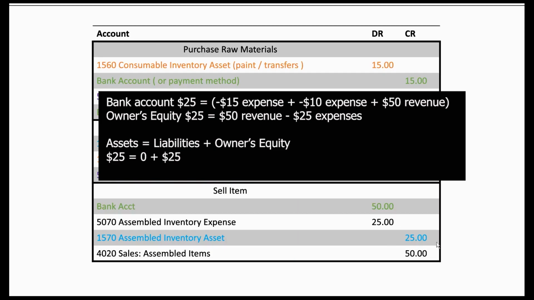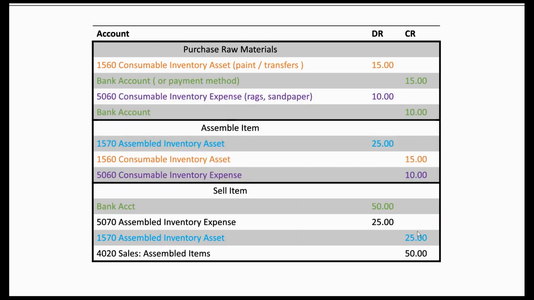You can see how I've color coded them just to give you an idea of when it goes in and when it comes out, because the assembled item creates a group of it, and then when you sell it, it comes out of the asset account and goes into the expense account, because until you sell it, it has a value to your business. So you need to keep it as an asset, not an expense.